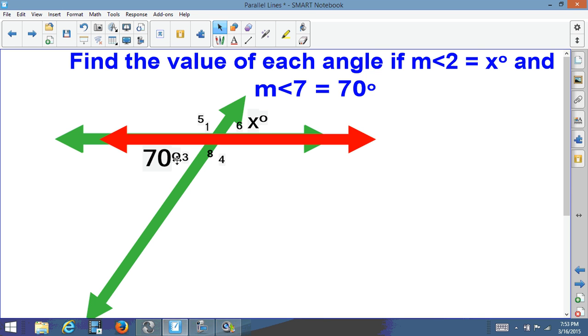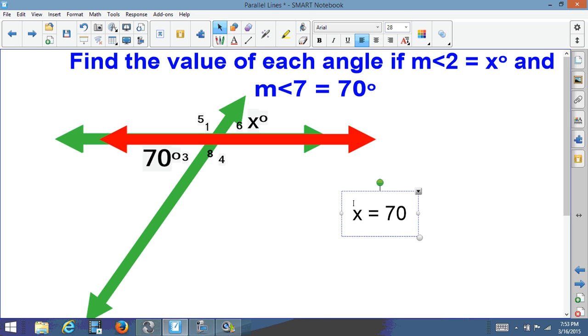Now I notice these two lines intersect at this one point, and if I remember from my other video about vertical angles, opposite angles are equal. So angle 3 and 70 degrees would be equal to angle 6 and x degrees. So x would equal 70 degrees. So we just found angle x, and angle 6 and angle 3 are also 70 degrees.